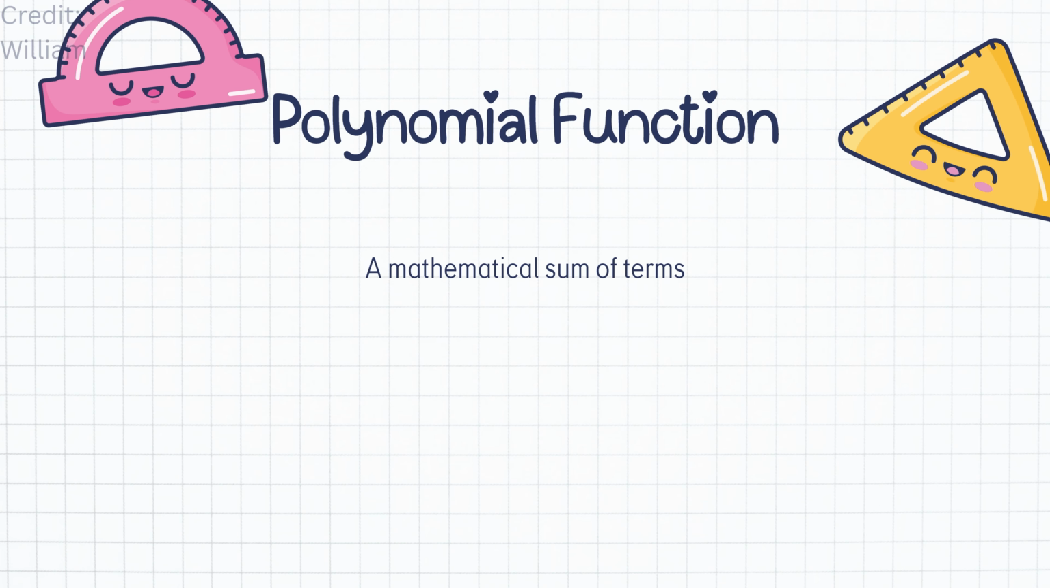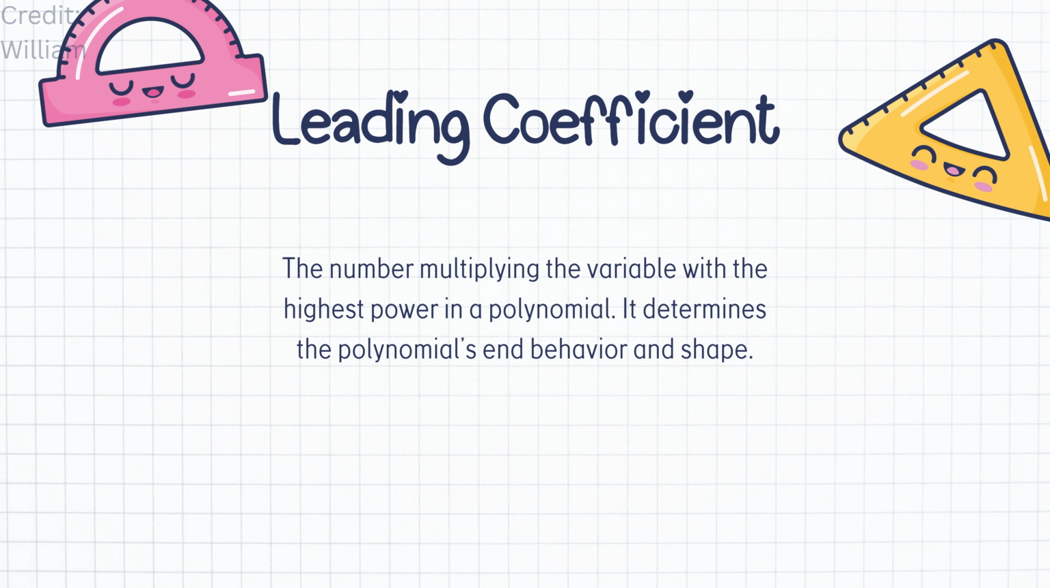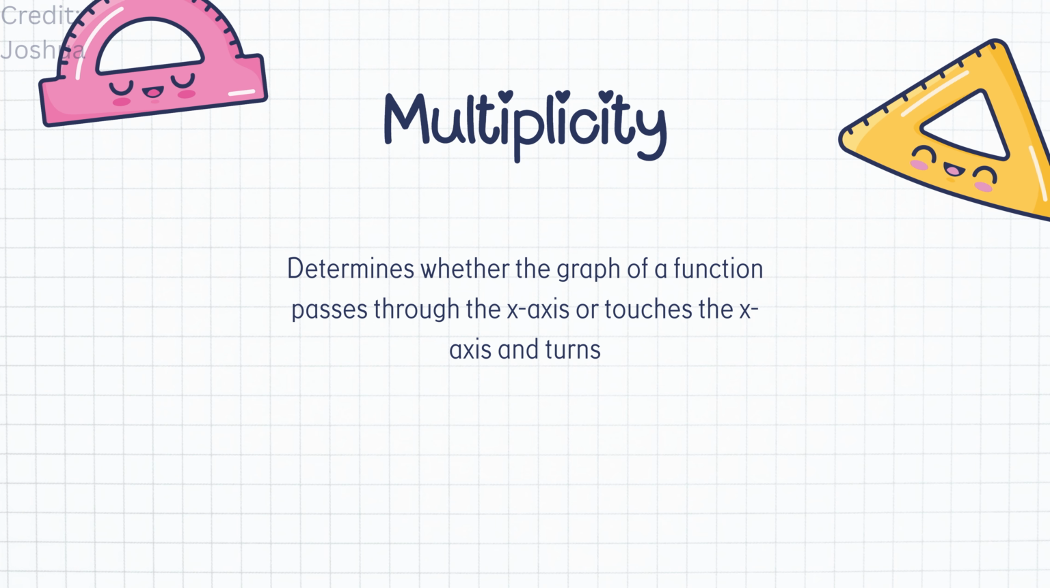A polynomial function is a mathematical sum of terms consisting of variables raised to whole number exponents and multiplied by a constant coefficient. The leading coefficient is the coefficient of the term with the highest degree in the polynomial. It is the first number in the expression that multiplies the variable raised to the highest power.